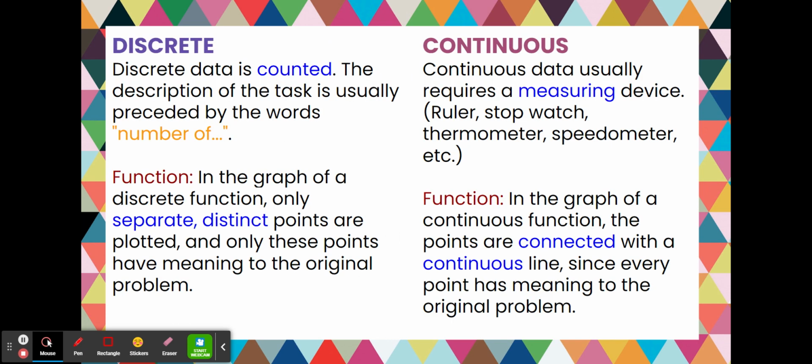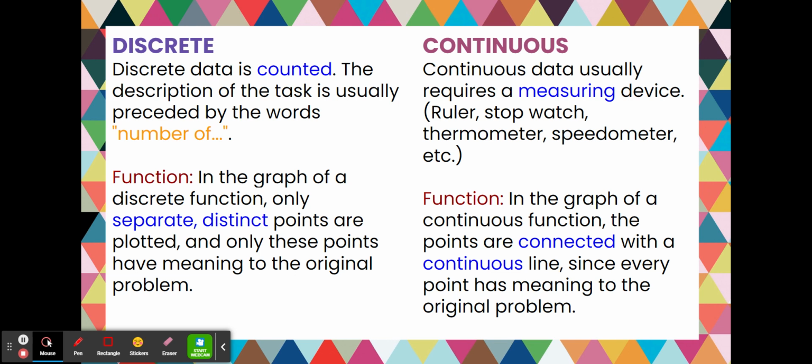All right, discrete data is counted. Keyword is counted. The description of a task is usually preceded by the words number of. In a graph of a discrete function, only separate distinct points are plotted, and these points have meaning to the original problem. So you can think of a scatter plot as typically considered discrete.